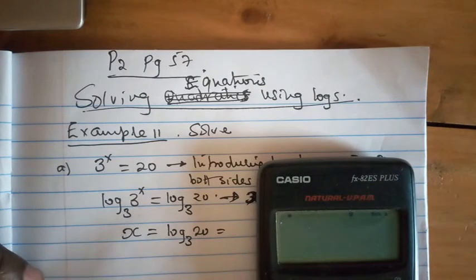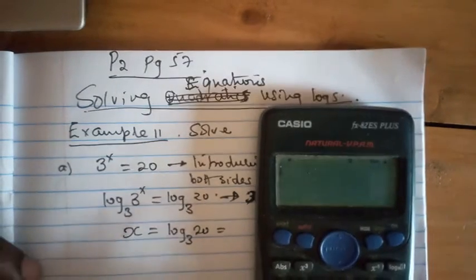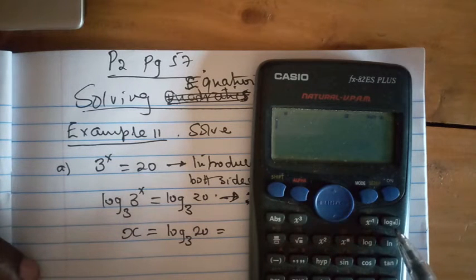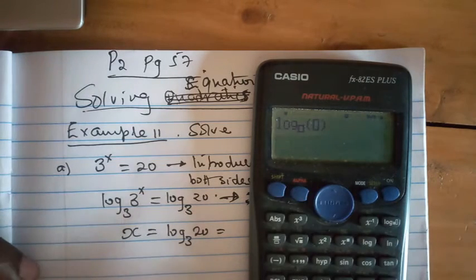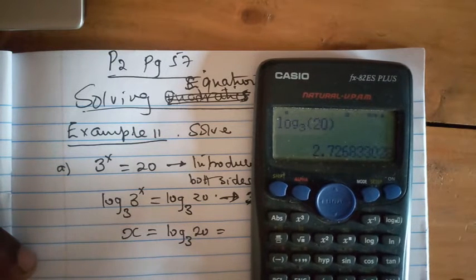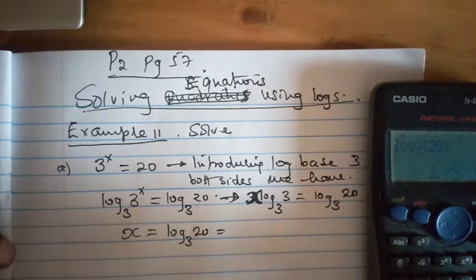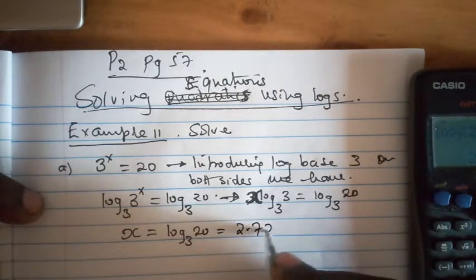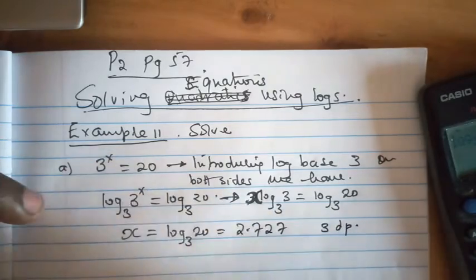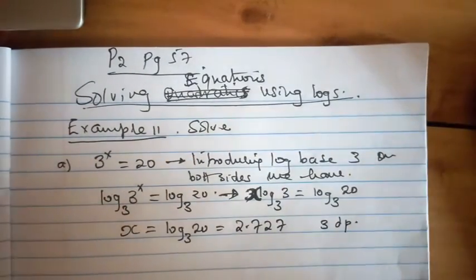Which we can easily evaluate using the calculator. You will use this button, log to base something of something. You just press that button and you can see what it displays. So you indicate base 3, and after you have base 3, you write 20 there. So that is log to base 3 of 20, and then you say equals to, and the answer is 2.727, to 3 decimal places. Yes, that is just part A.